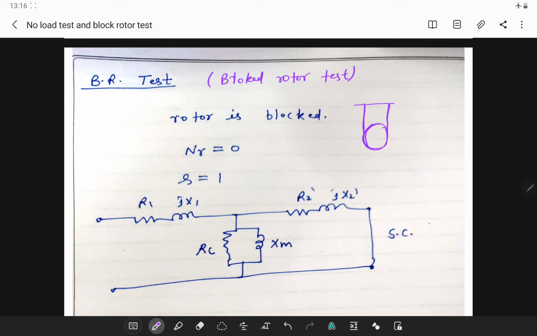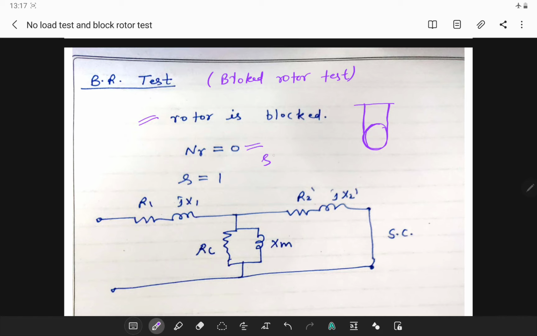So first we will see the circuit diagram and some calculations, and then we will find the values, whatever the values we will find in the BR test. Okay, so I was saying rotor is blocked. Blocked means you can say the rotor will not rotate, and in simple language we can say NR will be 0.